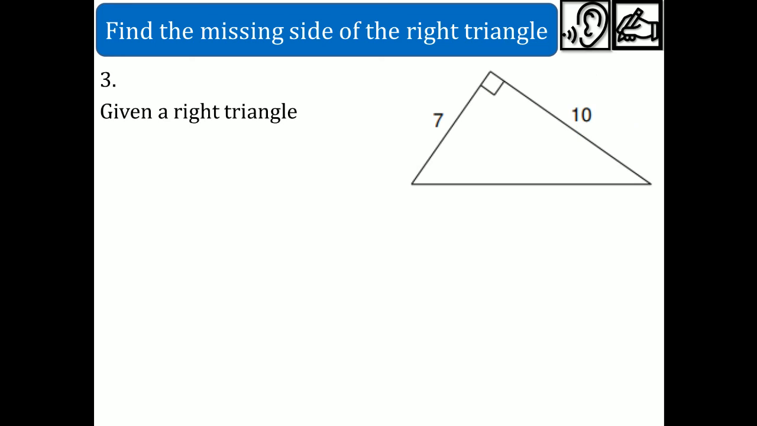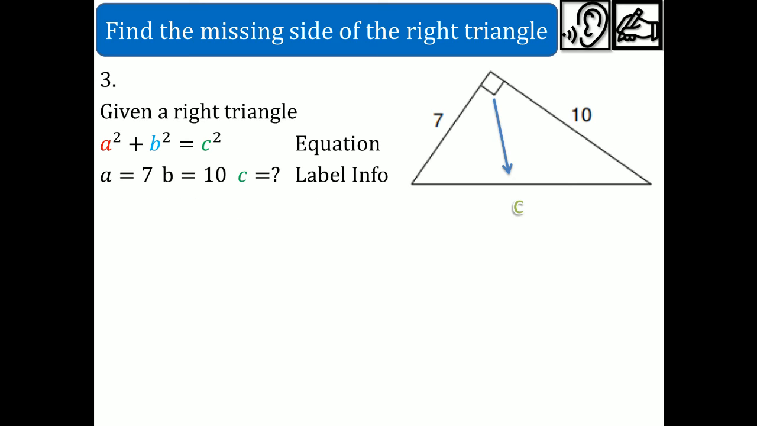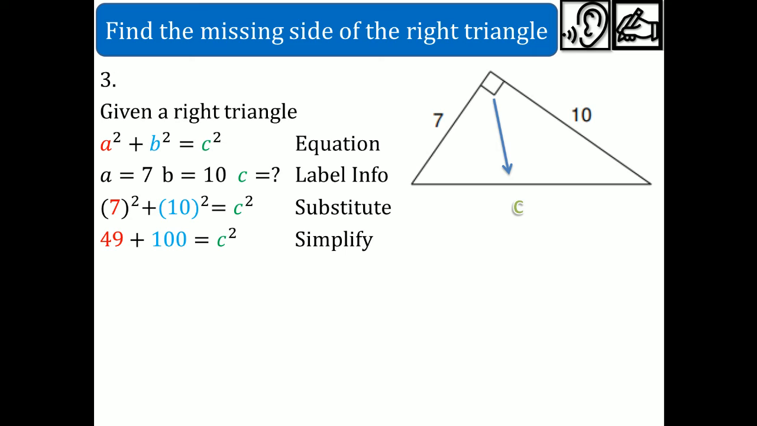Next, 3. Given a right triangle, you have 7, 10, and an unknown. Write our equation: a squared plus b squared is equal to c squared. This works for all right triangles, and they say it is a right triangle. What is a, what is b, and what is c? Draw an arrow from the angle to the opposite side. That will get you your value of c. A equals 7, b equals 10, c equals your unknown. Make the substitution in. 7 squared plus 10 squared equals c squared. 7 squared is 49, 10 squared equals 100.